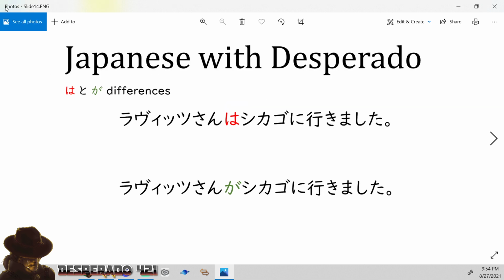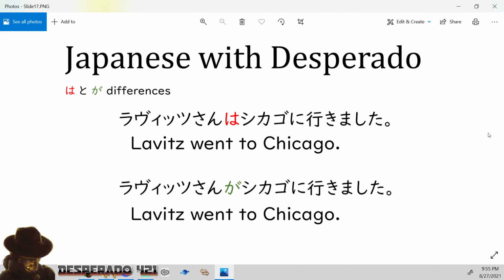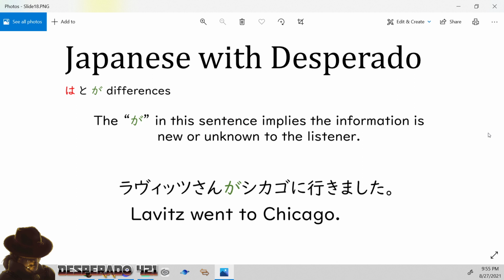The ga versus the wa, right? Oh wait, isn't it like the top one is if it's common knowledge, and then if it's new to the person you're talking to? That is correct. So the wa implies that the information is just common knowledge between the two people, and ga implies that the information is new or unknown to the listener.